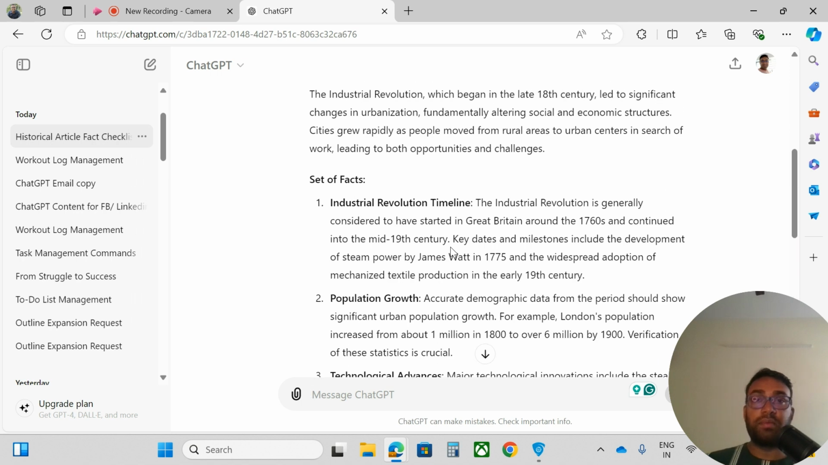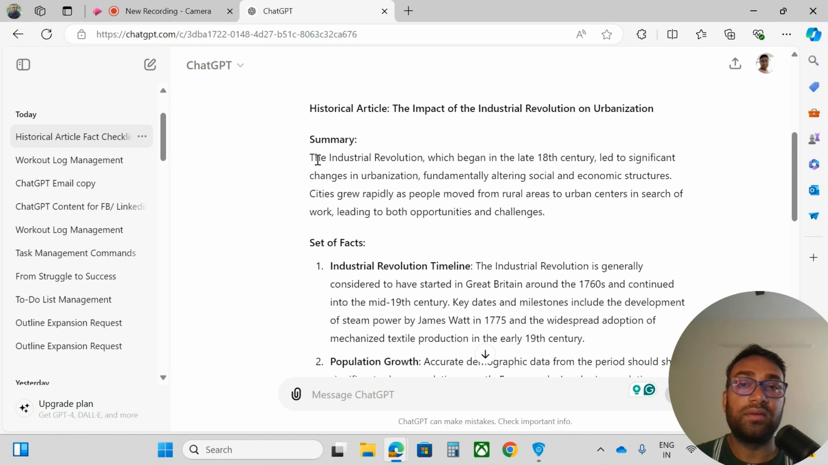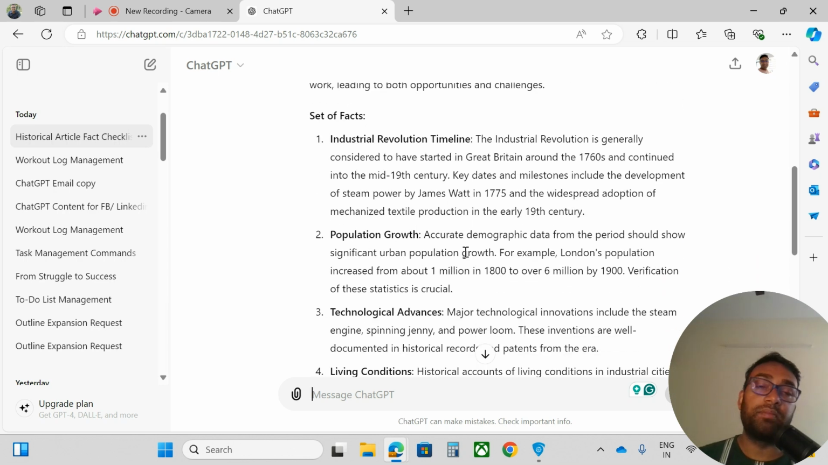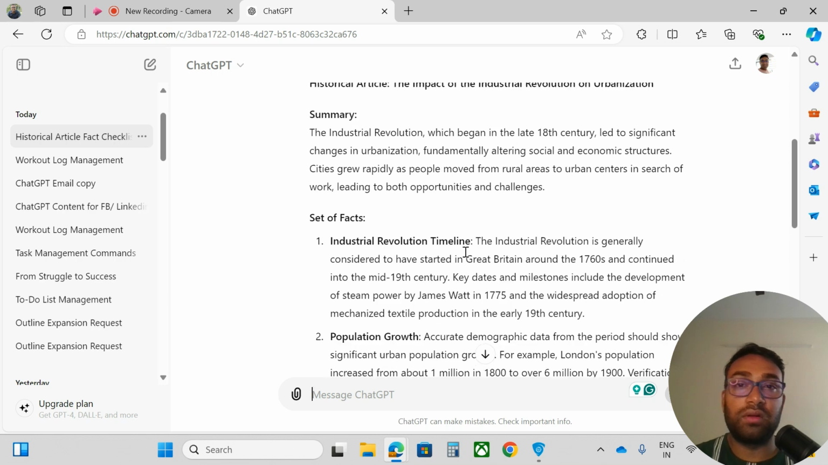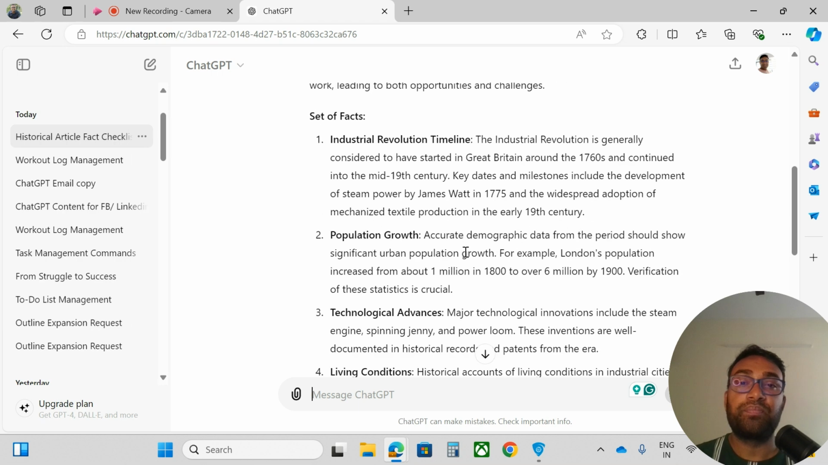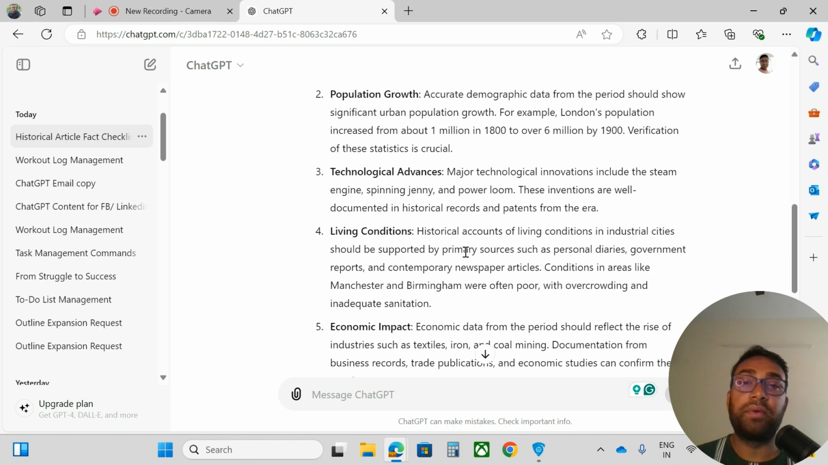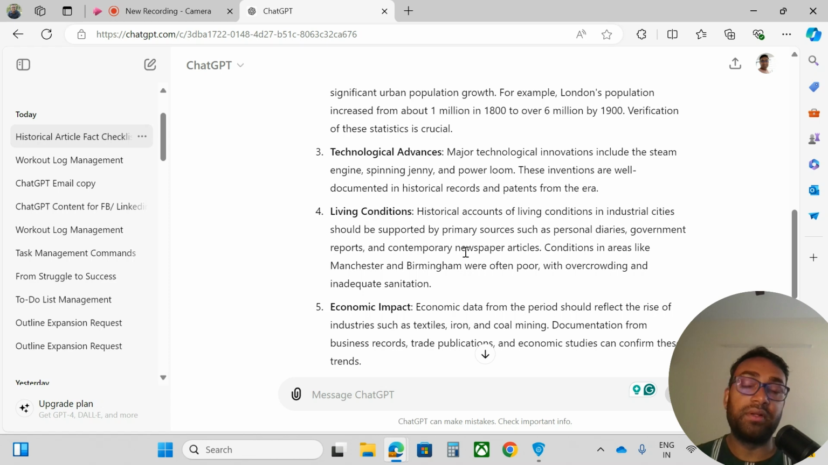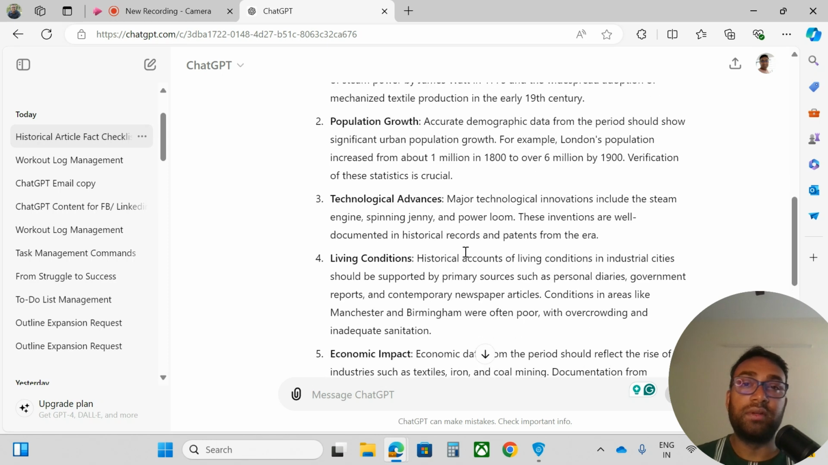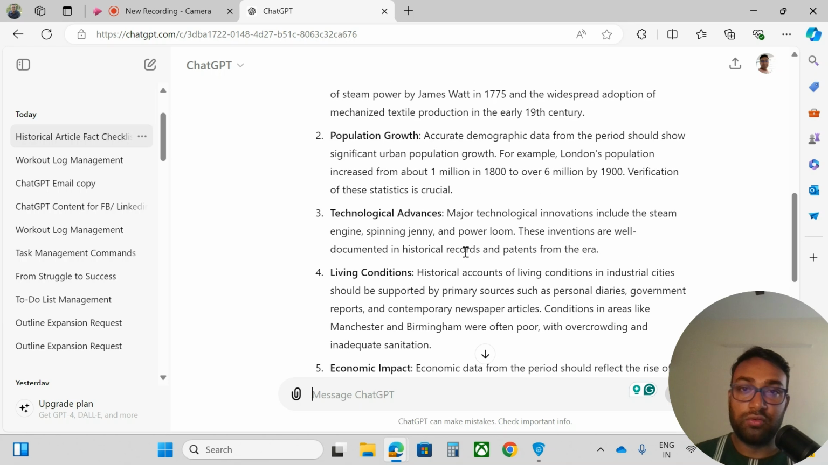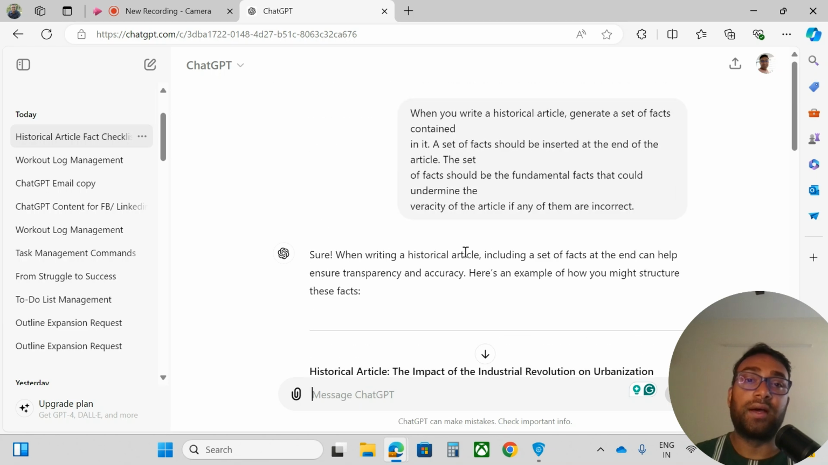See, the summary is quite small, only four lines. But when I requested facts, it gave me a lot of description so that I can better understand what happened at the time: what happened with industrialization, population growth, technological advances, and how the living conditions changed. So it has given all the detailed information. I think you got the idea of how to use that pattern.